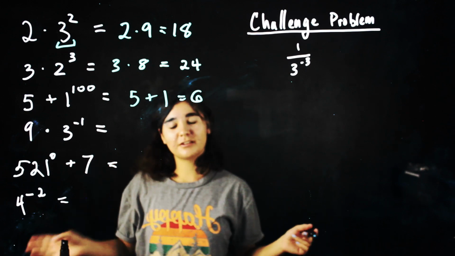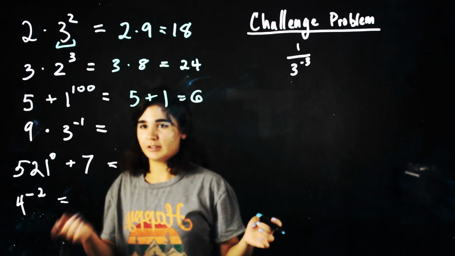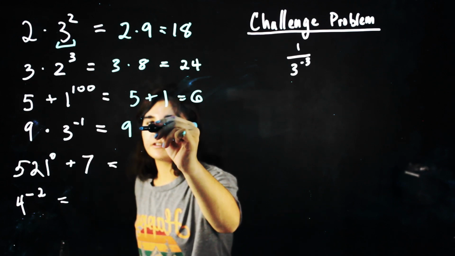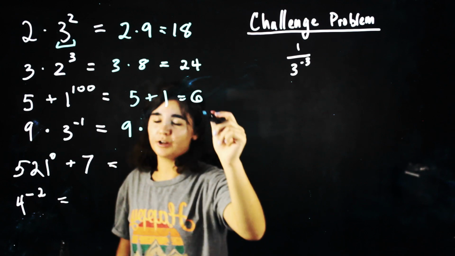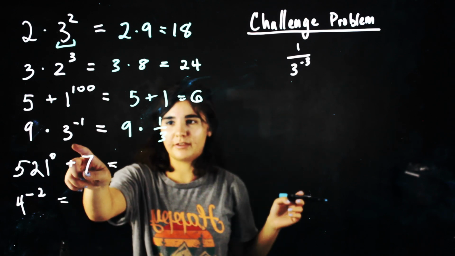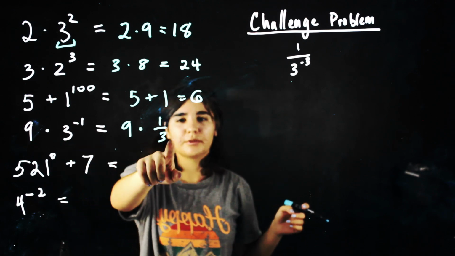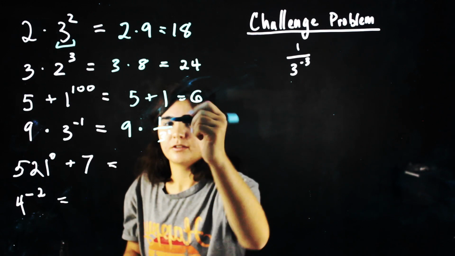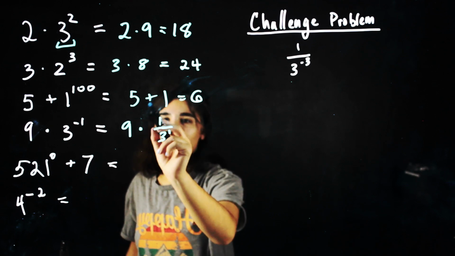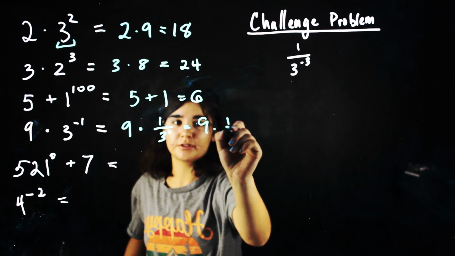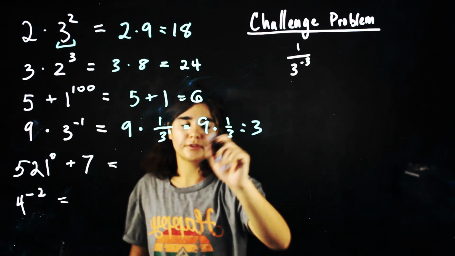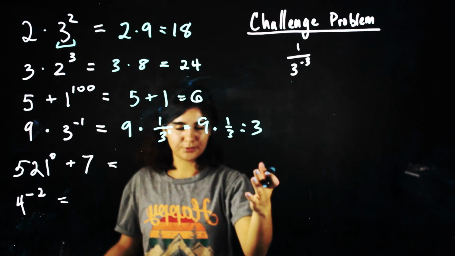This one was a little trickier because you had to include the negative exponents. If you remember, 9 times 3 to the negative 1 is just going to be 1/3. You just put the 1 on top, and the positive of the exponent on the bottom. So that's going to be 9 times 1 over 3 to the 1st, and that's going to get us to 3. 9 times 1/3, or 9 divided by 3, is 3.